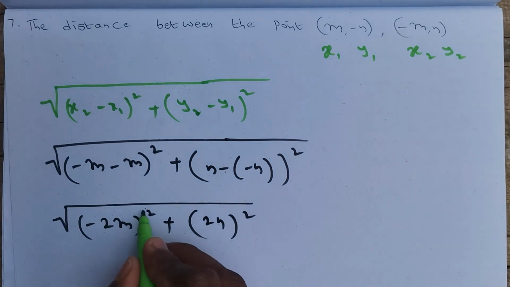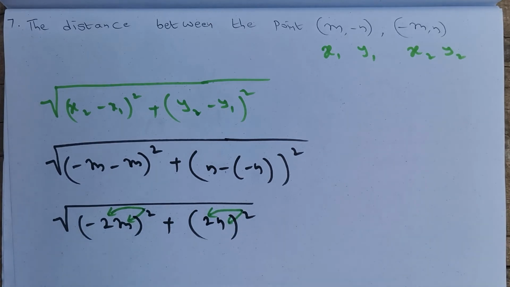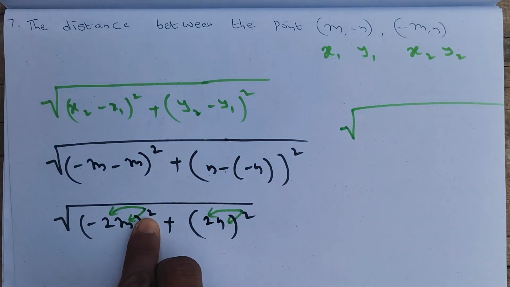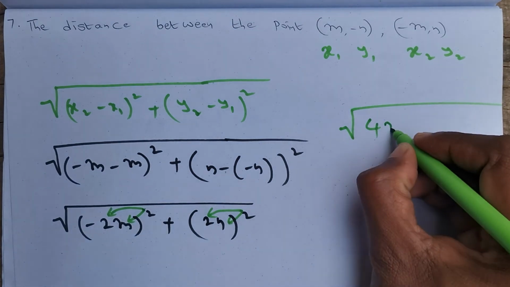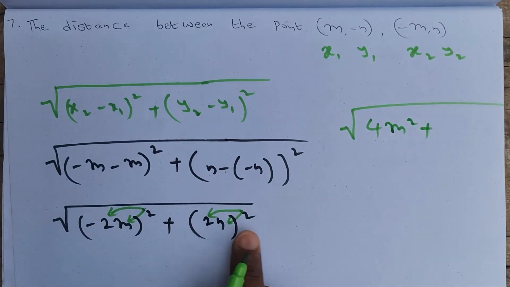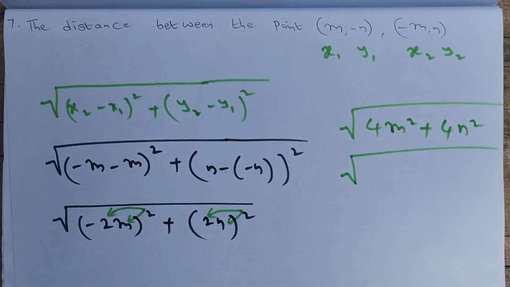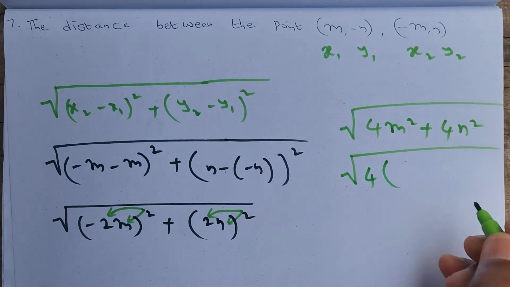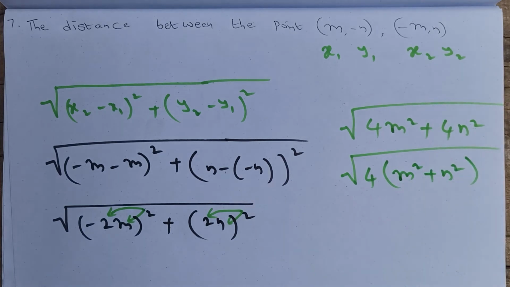Now this square is for the number as well as for the alphabet. So under root, minus, we are doing square, then it will become plus: 2 square for m square plus 2 square for n square. In the first term as well as in the second term, we have number 4. So I am taking 4 common. So we will remain with m square plus n square.